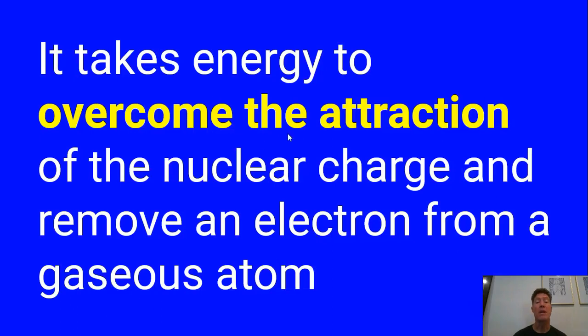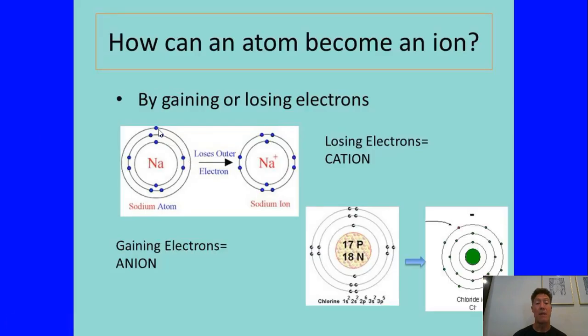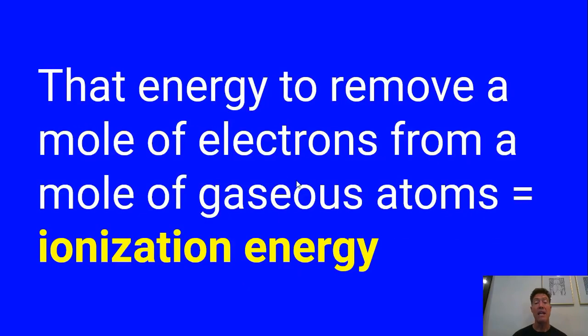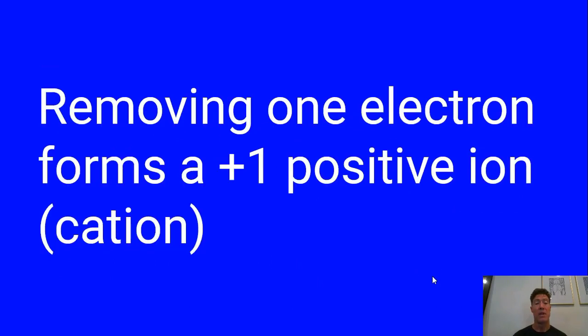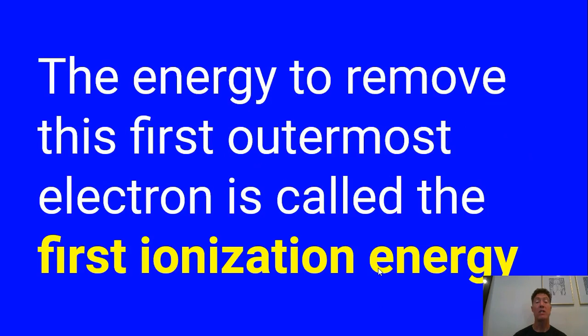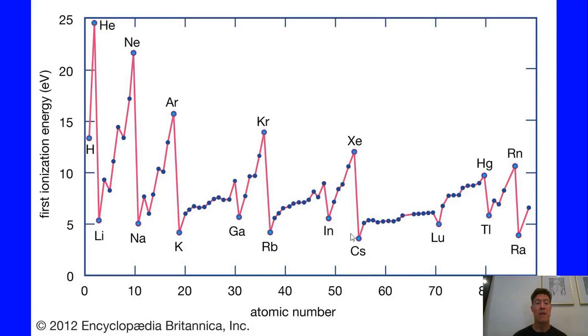Well, it takes energy to overcome the attraction of the nuclear charge and to take an electron from the atom. So it takes a certain amount of energy to pull that electron away. And that energy to remove a mole of electrons from a mole of gaseous atoms is defined as ionization energy. Removing one electron forms a positive ion, a cation, and the energy to remove that first outermost electron is, unsurprisingly, called the first ionization energy.